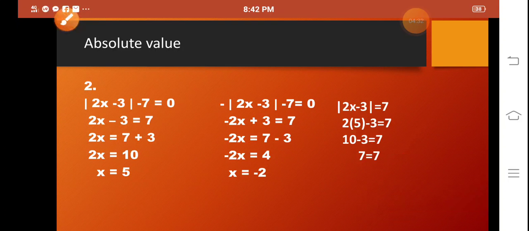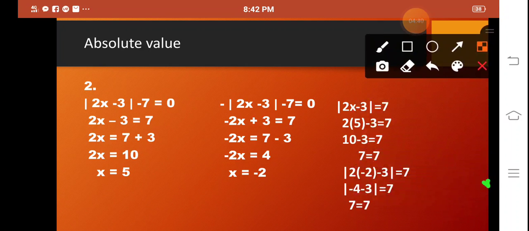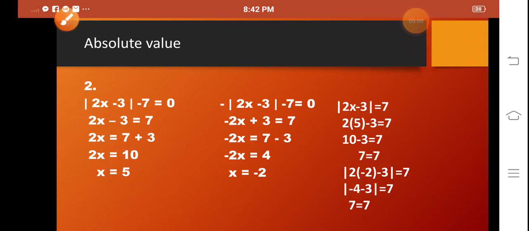About the other value, if the value of x is negative 2, 2 times negative 2 is negative 4. Then negative 4 minus 3 is, rather, negative 7. The absolute value of negative 7 is 7. So 7 is equal to 7. So we are correct again.